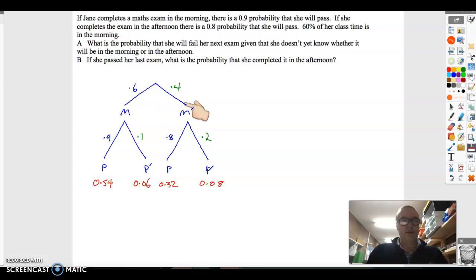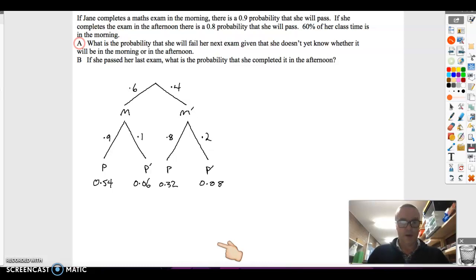Looking at the other branches, we can see that 32% of the time she passes in the afternoon, and 0.4 times 0.2 equals 0.08, she fails in the afternoon. And so that completes the probability tree. So from this diagram, we're going to use the information that we've analysed here and answer those two questions.